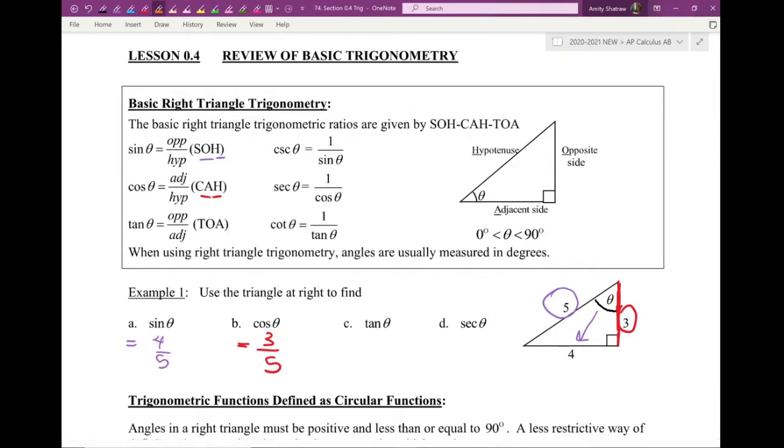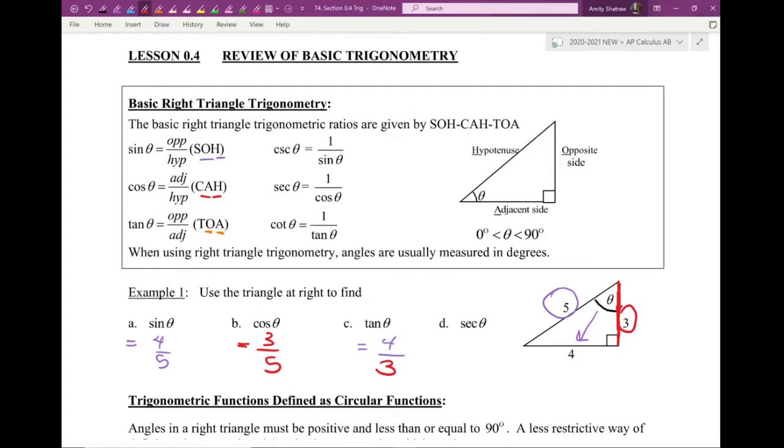And then for this next one, tangent is opposite over adjacent. So I've already used opposite. That would be the 4. And adjacent, that would be the 3. See how I'm pulling the colors for you, where it lives.